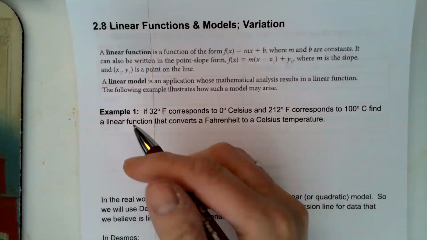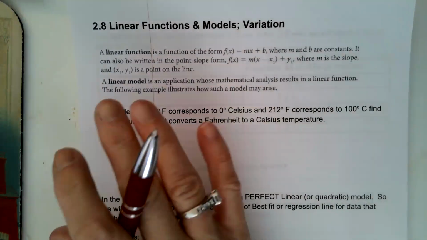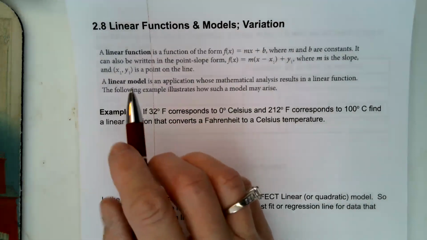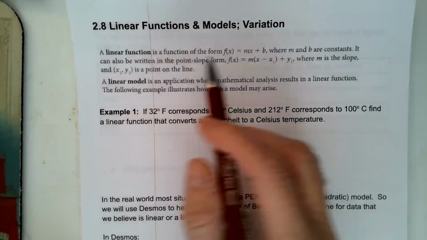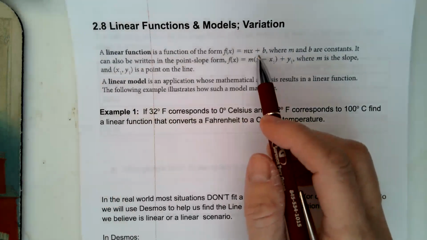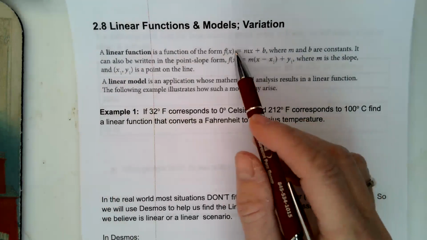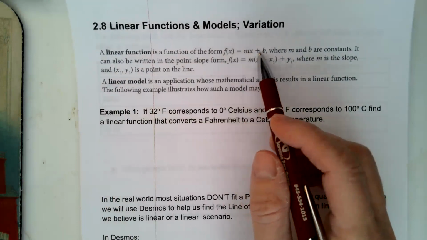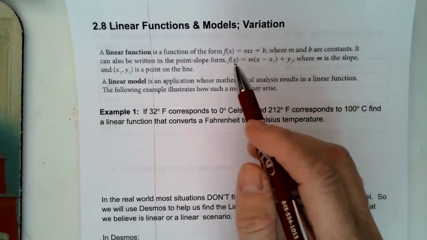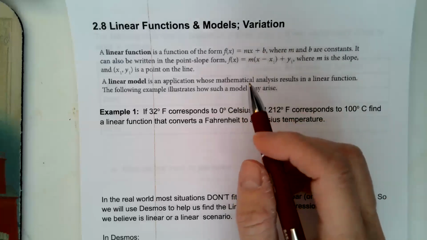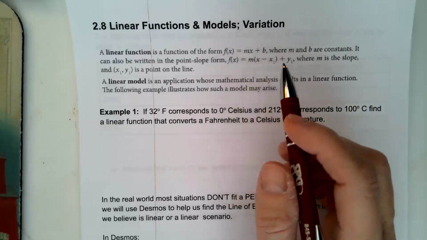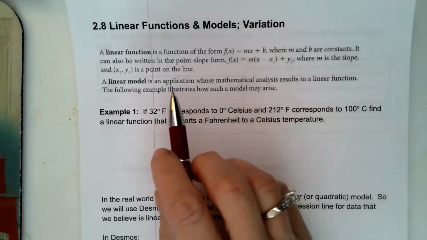So earlier in Chapter 2, we did some remembering and refreshing on linear equations. And a linear function, reminder, can be written in two ways. It can be written in the slope-intercept form of the function equals mx plus b, where m is the slope and b is the y-intercept. Or it could also be written in point-slope form using points x1 and y1.